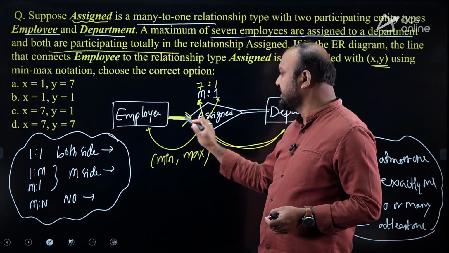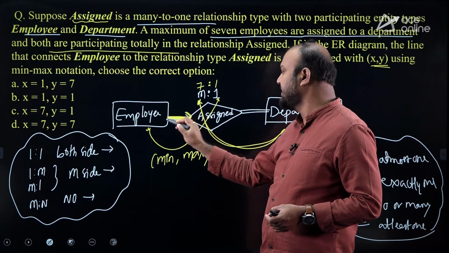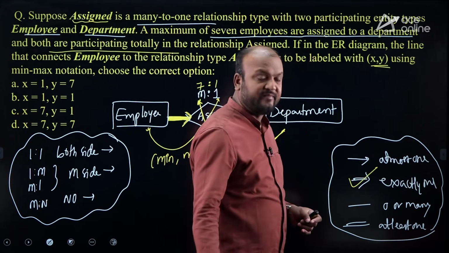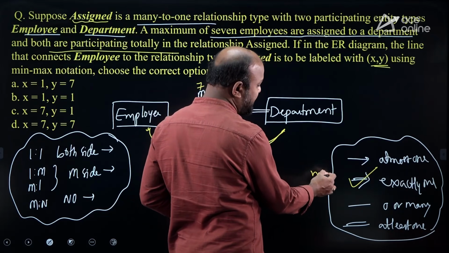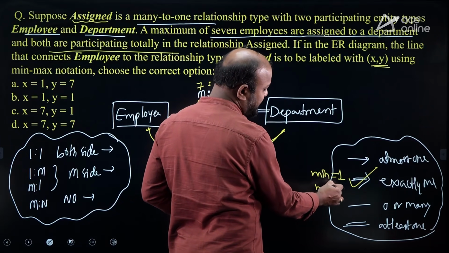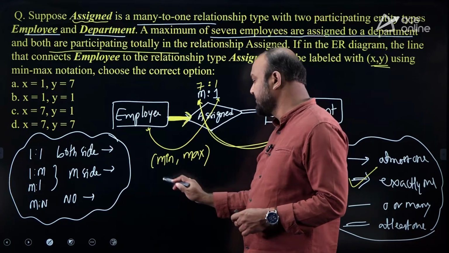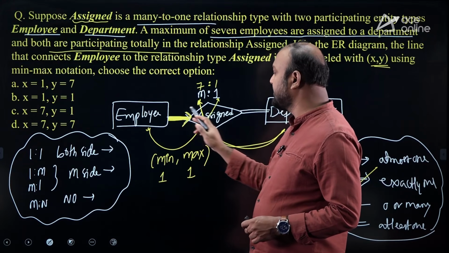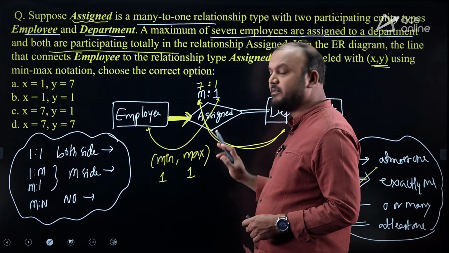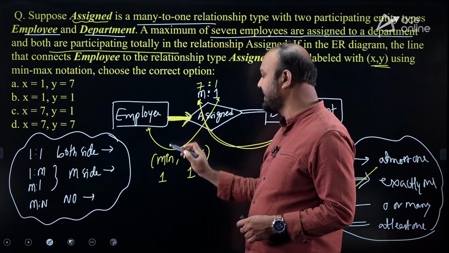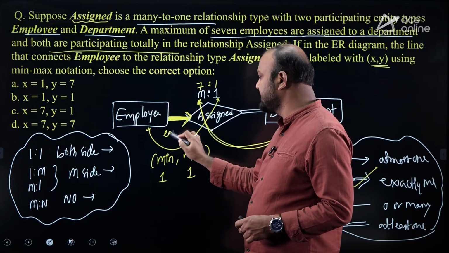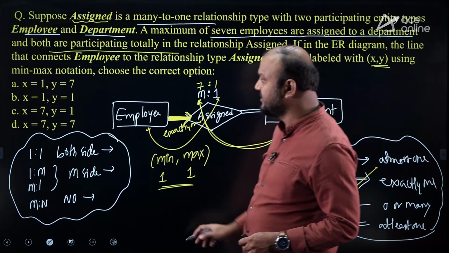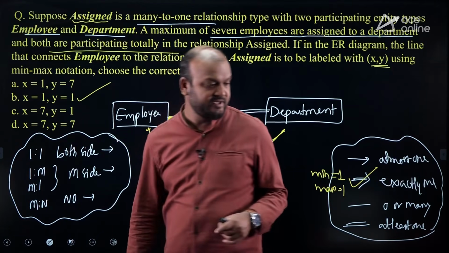From employee to assigned, what notation is there? Double line and arrow. What is a double line and arrow? It is called exactly one. Exactly one means minimum how many? 1. Maximum how many? 1. Correct? Minimum 1, maximum 1. It means one employee can participate with a minimum of 1 relationship and a maximum of 1 relationship, because double line and arrow says it is exactly 1. So minimum is 1, maximum is 1. That is option B.